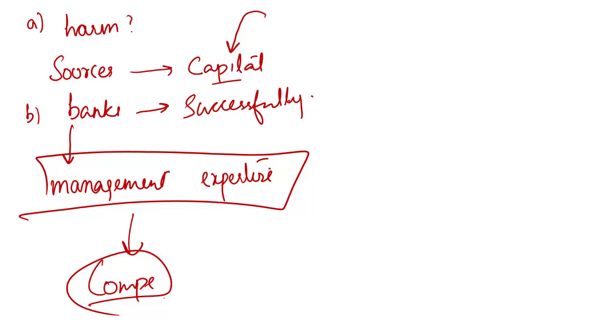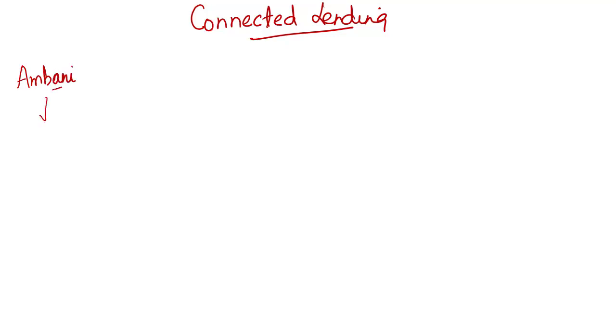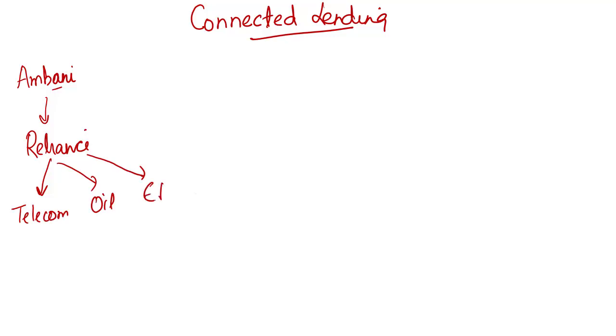But others are saying that don't allow these big corporate houses to enter the banking system. The biggest issue that they are raising is that of connected lending. What do we mean by connected lending? Just for the sake of explanation, let's say for example, we have Mr. Ambani. Mr. Ambani heads Reliance Industries. Reliance Industries is in telecom, in oil and petroleum. Reliance is there in the education sector as well, for example.